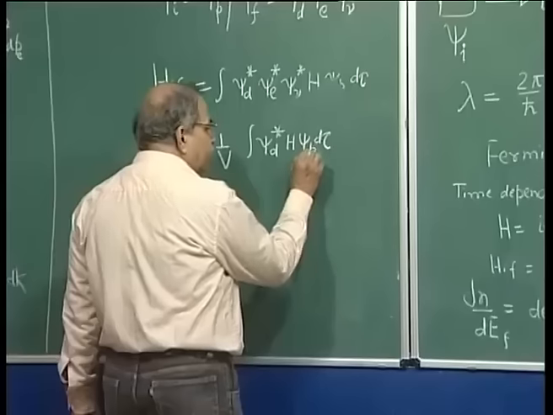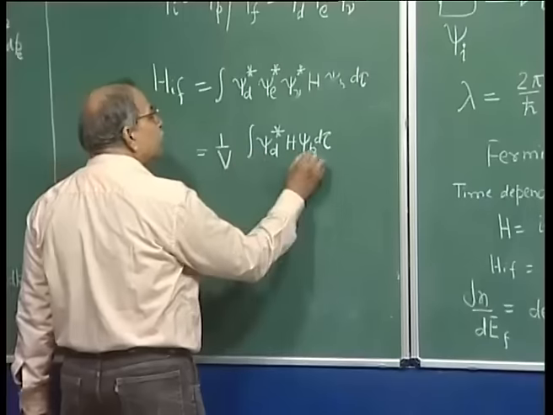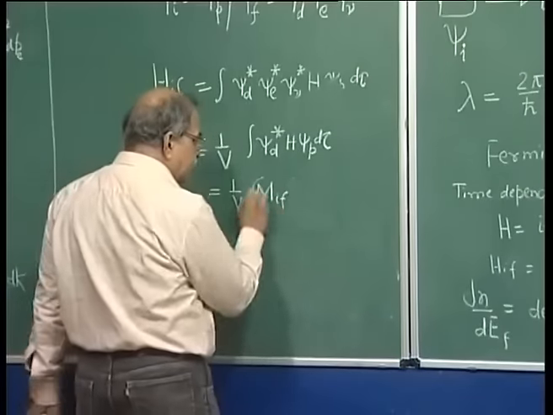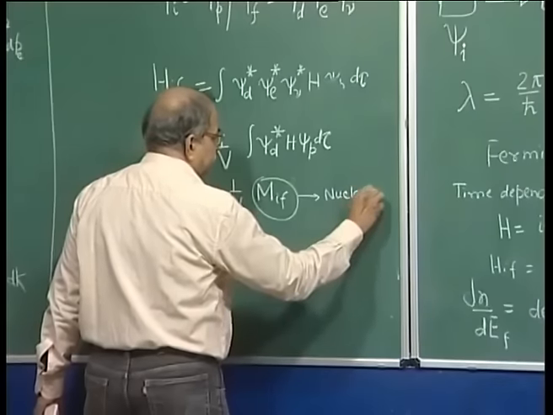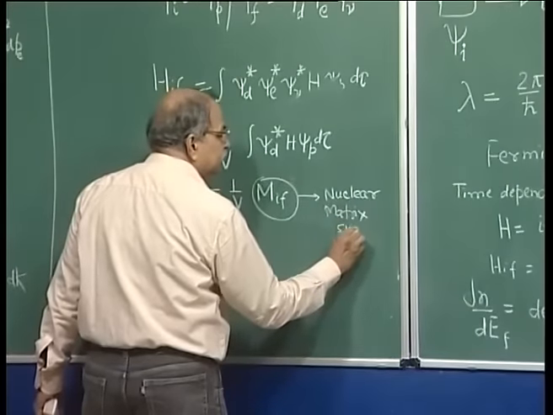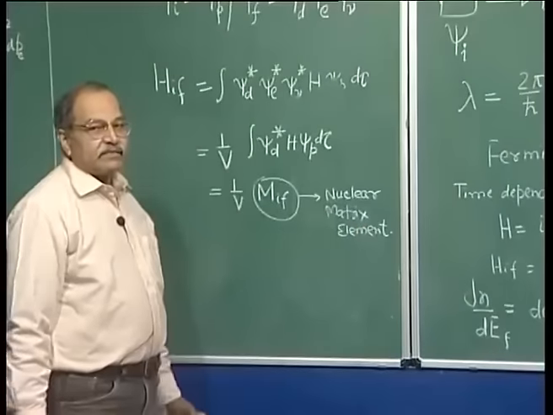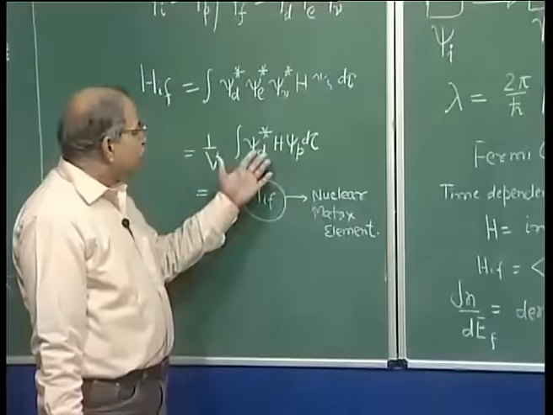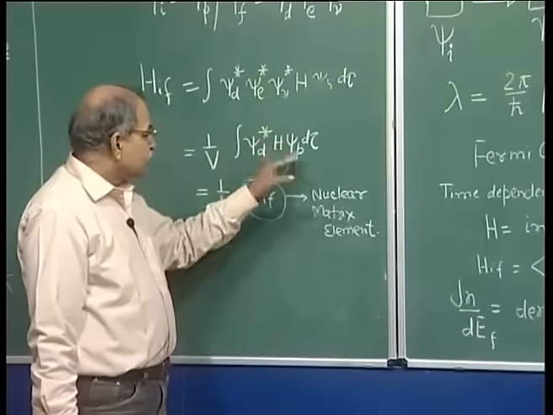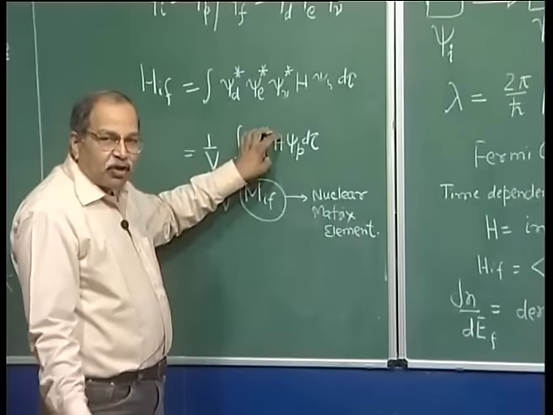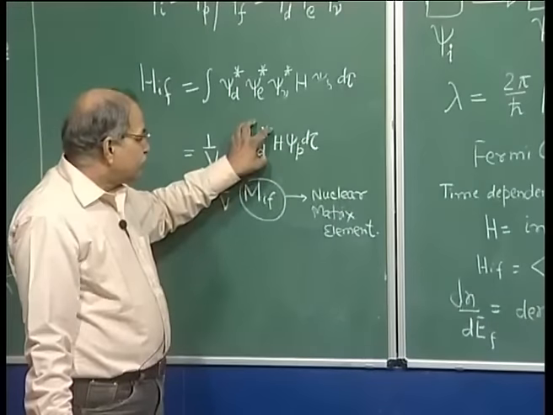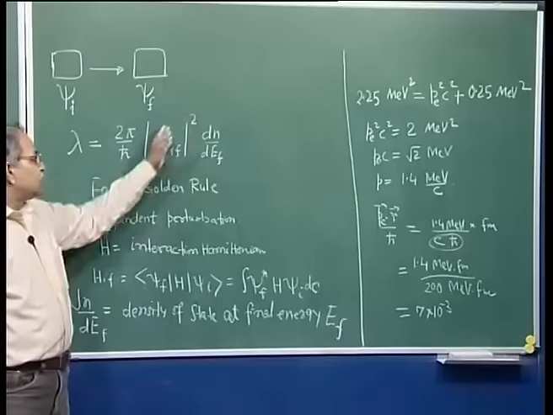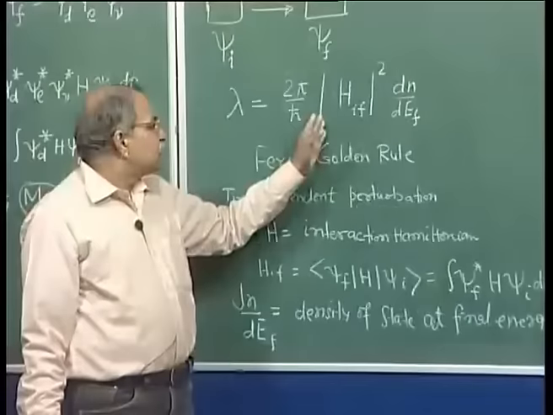This is now only nuclear wave functions, and this interaction, which is a very, very short range interaction, you can write as MIF square, MIF, and this is known as the nuclear matrix element. We can make the assumption that the momentum dependence, or energy dependence, of lambda will not come from here. This is all nuclear wave functions; electronic wave functions are not coming here. So, this electron momentum or electron kinetic energy distribution will not get affected by this. It is just a nuclear matrix element, and the 1 by V coming from here is only giving me 1 by V square, and this is a constant factor.